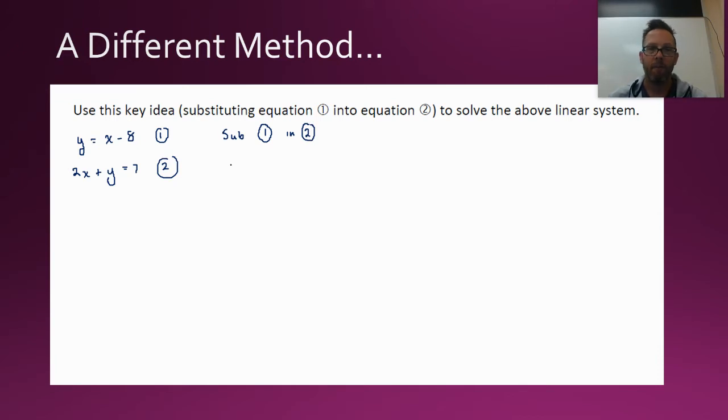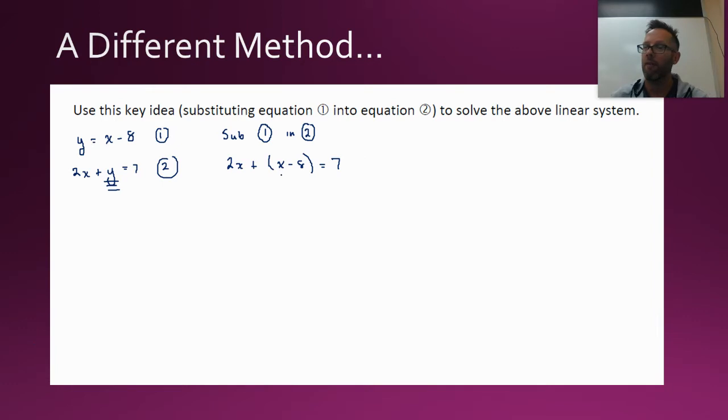What does that look like? So equation 2 is 2x plus y equals 7. But I'm going to take what y is equal to, x minus 8, and replace y with x minus 8. So just compare. Just take a moment for this to digest. I took equation 2, 2x plus y equals 7, but y is equal to x minus 8. So I replaced y with what it's equal to, x minus 8.